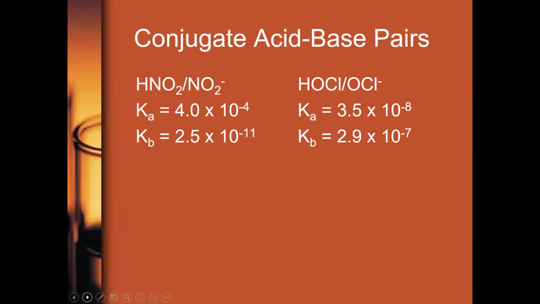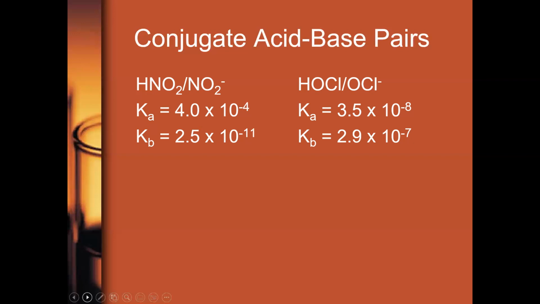So same kind of deal here. I just pulled a couple other ones for you to look at. Here we have nitrous acid and the nitrite ion. Nitrous acid has a Ka value of 4.0 times 10 to the negative 4th. And the nitrite ion has a Kb value of 2.5 times 10 to the negative 11th. The other one, the HOCl and OCl negative, notice that the Ka value is 3.5 times 10 to the negative 8. The Kb value would be 2.9 times 10 to the negative 7th.